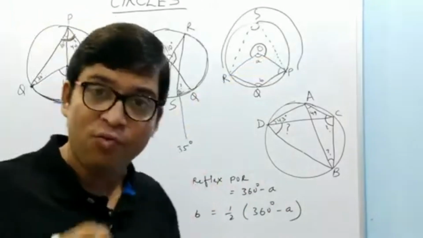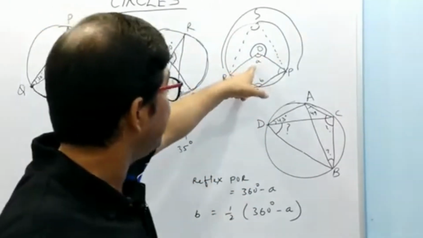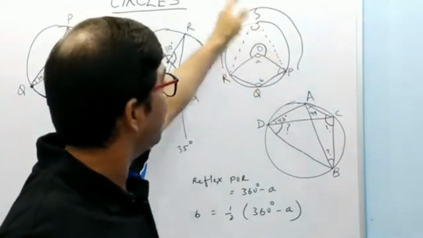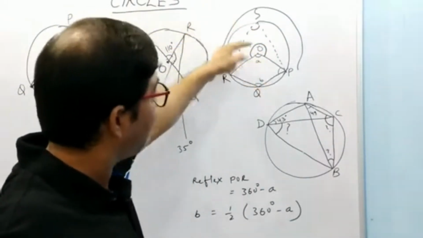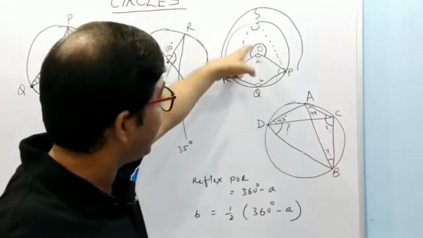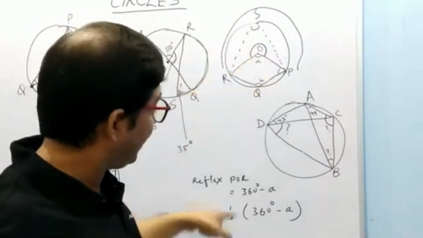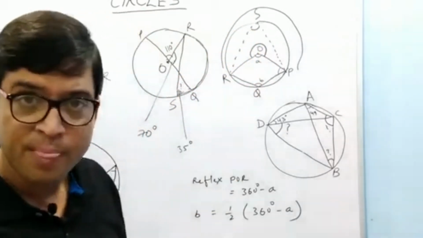So be careful while dealing with the reflex angle. This is double of this. But we have to establish the relation with this thing, so we will take care of this angle, nothing to do with this angle. So apply that relation, we will get a relation.